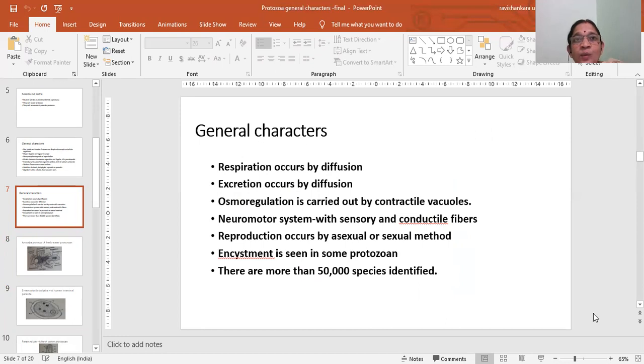Amitosis is unequal division of the protoplasmic content. Even though the nuclear division occurs, the cytoplasmic division will not take place equally. So the two daughter cells formed will be of unequal size, hence it is amitosis. So it is an asexual method of multiplication in many protozoa.